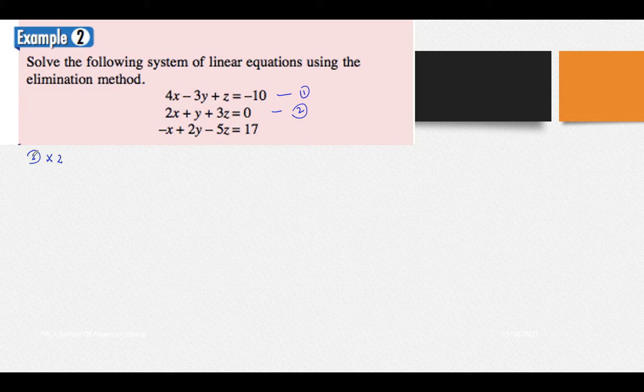I multiply. I circle equation 2 and multiply by 2. Looking at equation 2 only: 2 times 2 is 4x, y times 2, 3 times 2, 0 times 2 is 0. After you do this, you become a new equation. So you list it as a new equation, the same as equation 3 that you circle. Now, why do I do this? Why do I multiply? Because I want to eliminate the x.